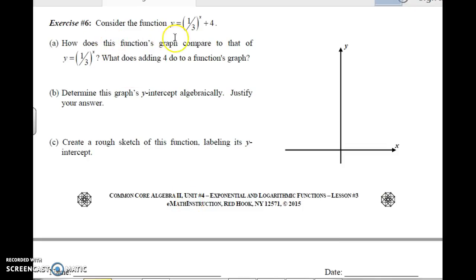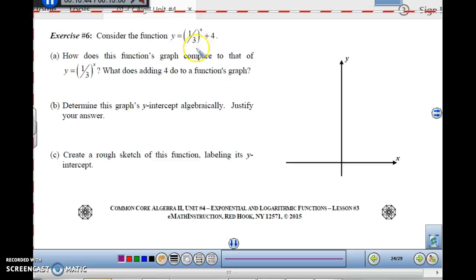Consider the function y equals 1/3 to the x plus 4. How does this function's graph compare to that of y equals 1/3 to the x? What does adding 4 do to a function's graph? Remember we did the transformations of functions? Plus 4 does what to the graph? It shifts the graph in what direction? It's going to shift the graph up 4 units.